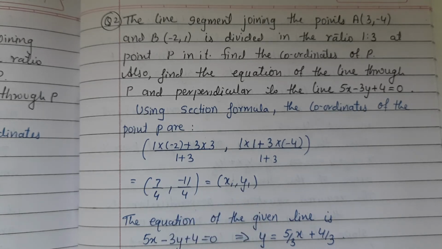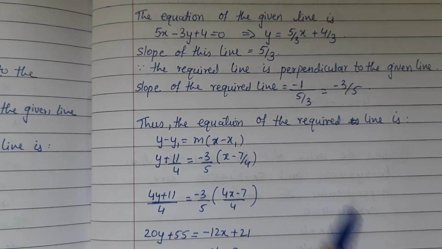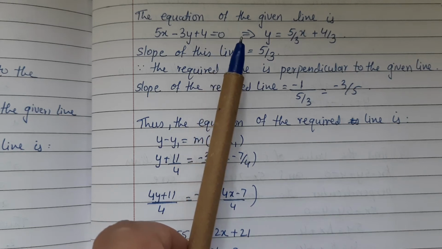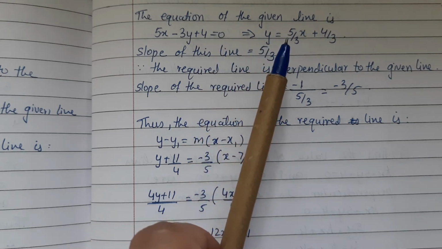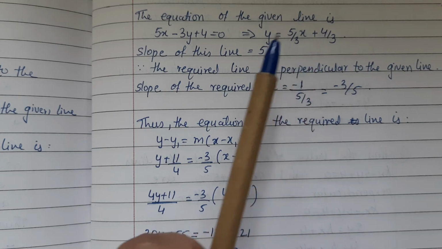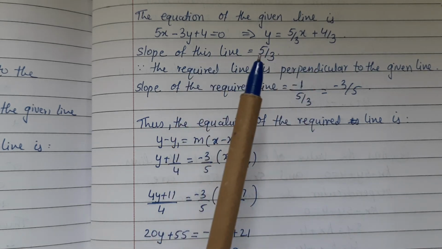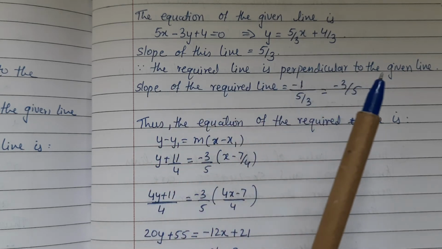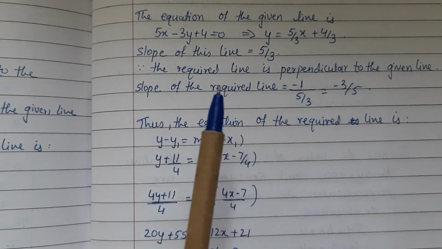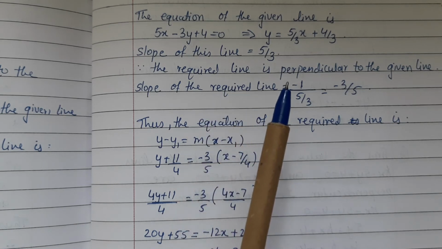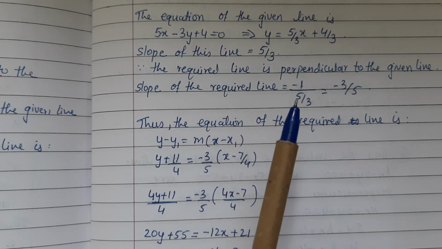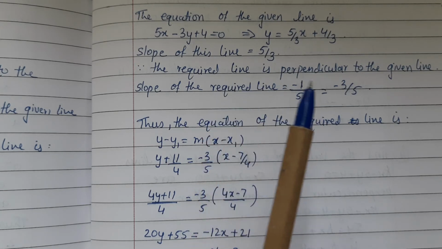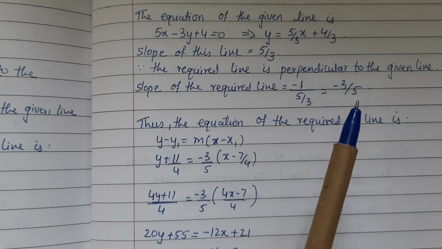The equation of the given line is 5x - 3y + 4 = 0, which implies y = 5/3 x + 4/3. The slope of this line is 5/3. The required line is perpendicular to the given line, so the slope of the required line is -1 upon the slope of the given line, which is 5/3, so the slope of the required line is -3/5.